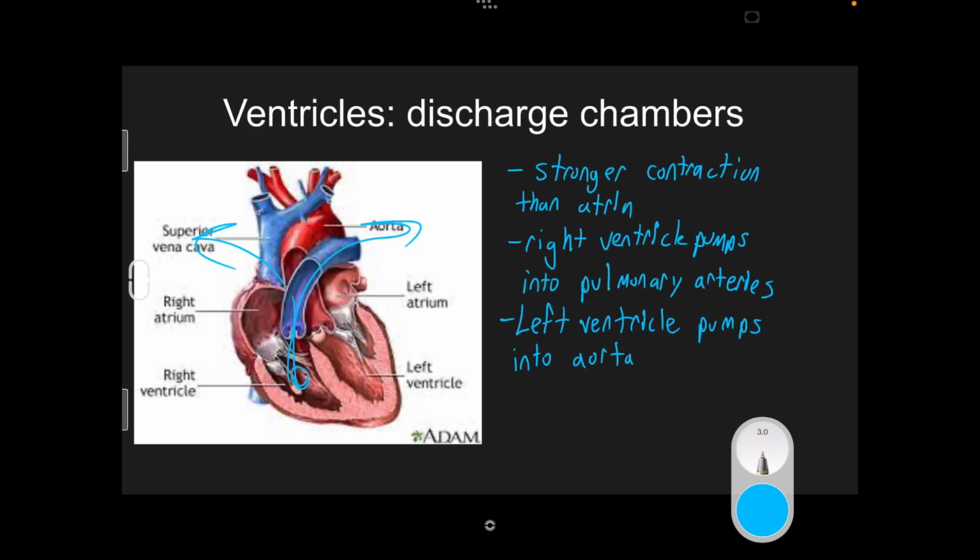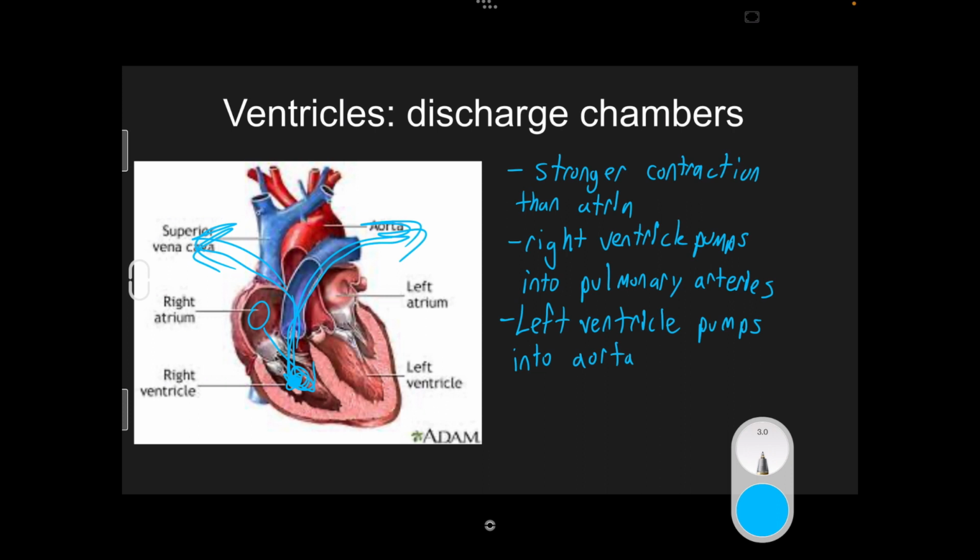Alright, so more specifically into the ventricles, which are known as the discharge chambers, and that once blood accumulates in the ventricles, blood is shot out and discharged out of the heart. And like I said before, ventricles have a stronger contraction than atria because, as opposed to the atria, which simply receive blood which falls into the ventricles, the ventricles actually have to contract to shoot the blood out of the heart. So it has a stronger contraction there.